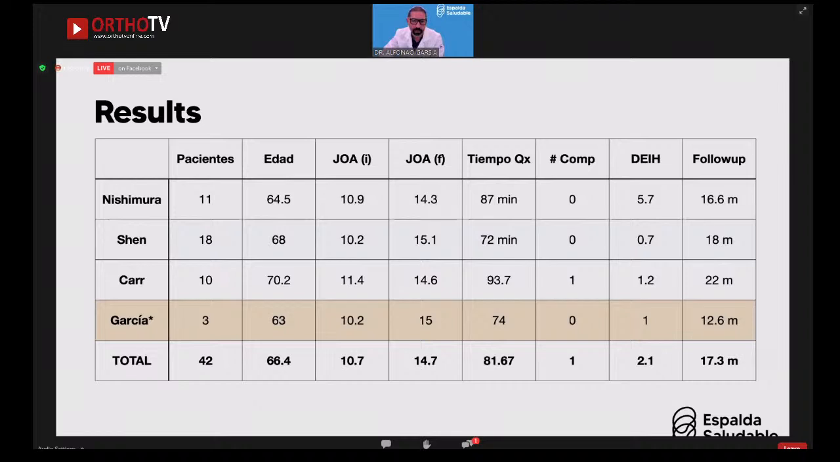The surgical time varies between 93 minutes to 72 minutes for a single side, a mean of 81 minutes per level. So intra-hospital days vary from 5.7 days in some series from Nishimura to less than 1 day from Dr. Shen. So a mean of 2 days. Almost no bleeding. Most of the patients actually recover from an early JOA between 10.7 to 5 points at the end of the follow-up. So take-home message.